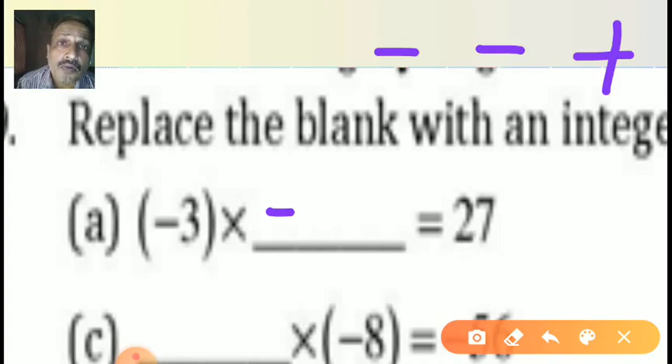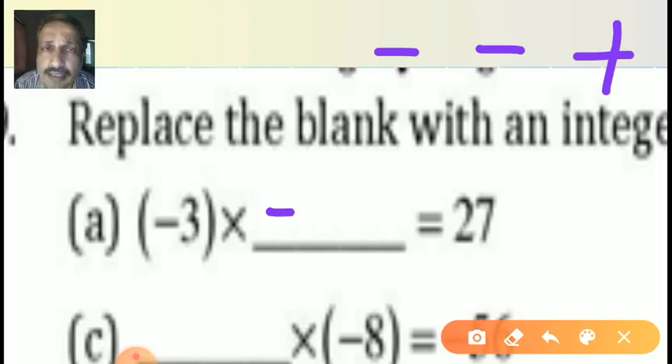But what number do I multiply with 3 which gives me 27? So in the 3 table you have to count. Start. 3 1s are 3, 3 2s are 6, 3 3s are 9, 3 4s are 12, 3 5s are 15, 3 6s are 18, 3 7s are 21. Yes, correct. 3 8s are 24, also correct. 3 9s are 27. Yes.